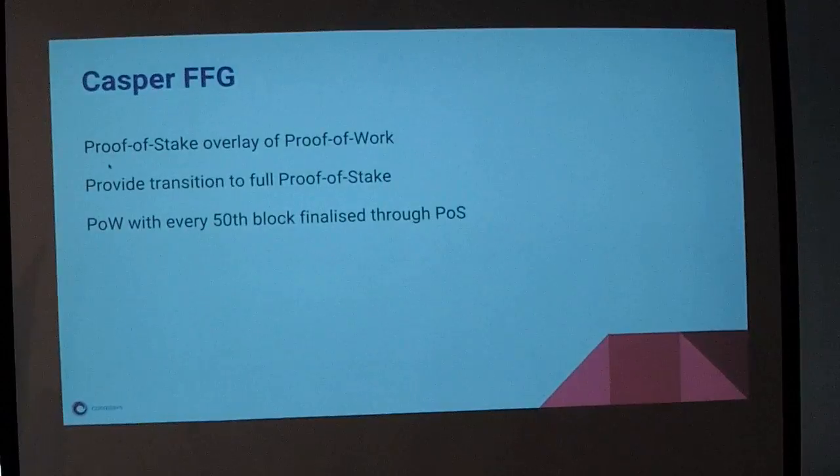So Casper FFG is the first effect of what we're looking to do, is introduce it. It is proof of stake, as I said, overlaying proof of work. It provides us a transition to ultimately a full proof of stake. So it gives us the ability to keep proof of work on mainnet. Proof of stake is happening on the beacon chain and ultimately on the shards. And what it also does is it provides finality, which is really the big part of what proof of stake is going to also give us.